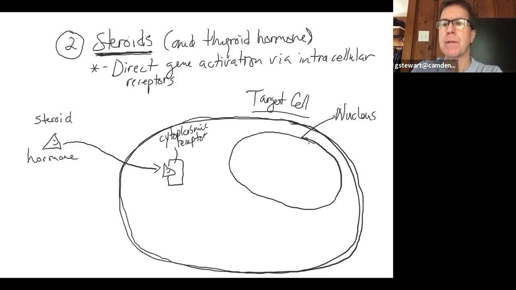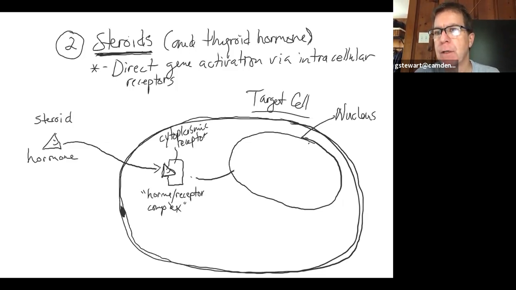So there's the receptor. It's not out here on the membrane because it doesn't have to be. It's actually in the cytoplasm. So we have the steroid hormone entering directly, binding to this cytoplasmic receptor. Now we have a hormone receptor complex inside of the cell. And that hormone receptor complex enters the nucleus of the cell.